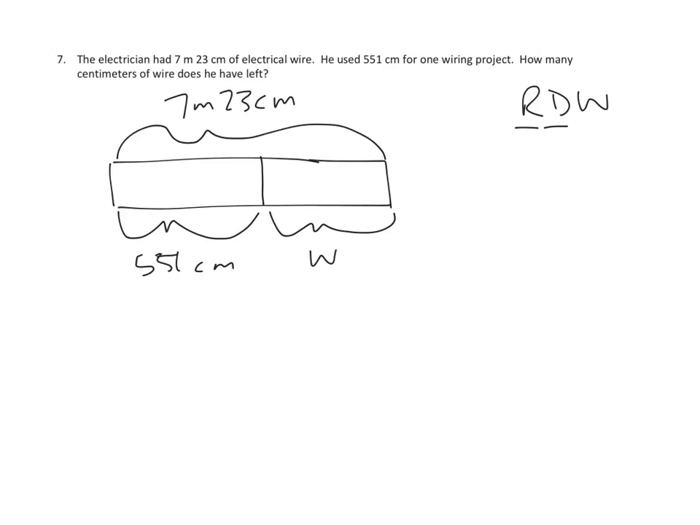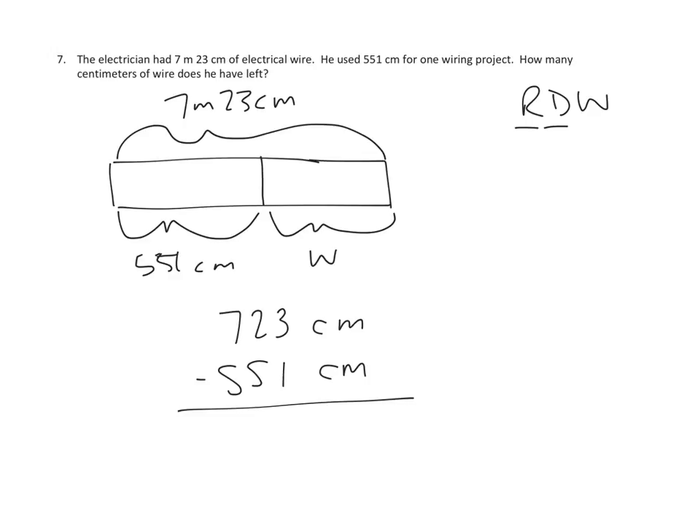It looks to me like this is one of those problems where we have the whole, we subtract one part, and that leaves us with the remaining part. So let's try to set the problem up that way and see if it gets a result. We have 7 meters and 23 centimeters, so we would express that in the smaller unit as 723 centimeters overall. We would subtract 551 centimeters to get our answer.